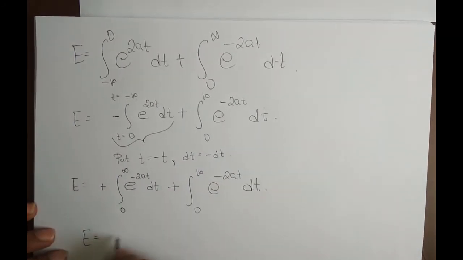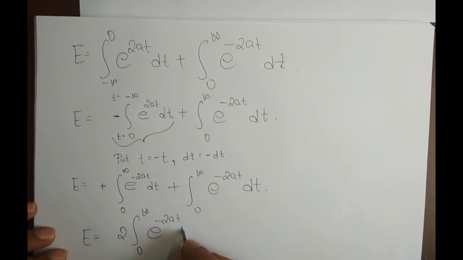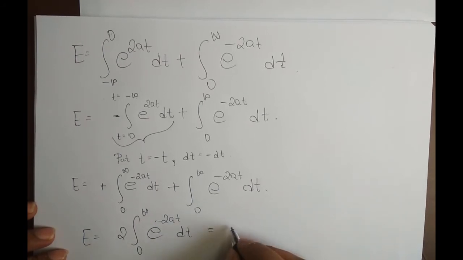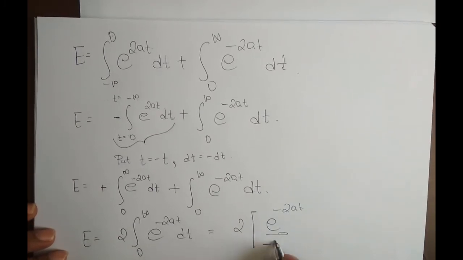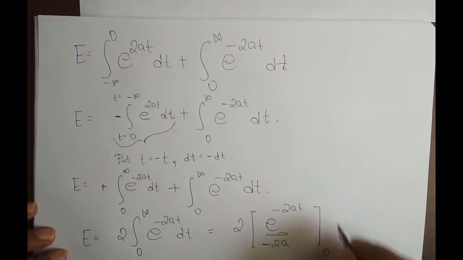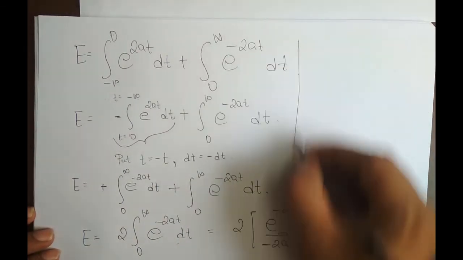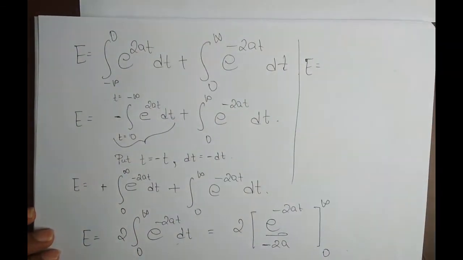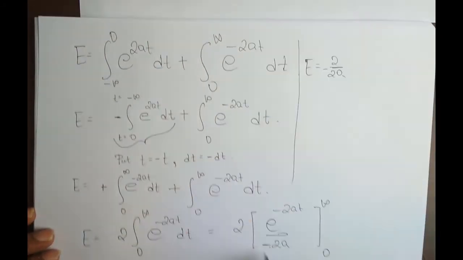Now this is nothing but what? 2 times integrating from 0 to infinity e power minus 2at dt. Okay, and this is equal to what? 2 times e power minus 2at divided by minus 2a, right, with the integration limit 0 to infinity. Integration of e power minus 2at with respect to t is what? E power minus 2at itself divided by the coefficient of t, which is minus 2a. So I'll just continue with this side. So this is equal to what? I'll take 2 divided by minus 2a, this minus 2a I took it out.